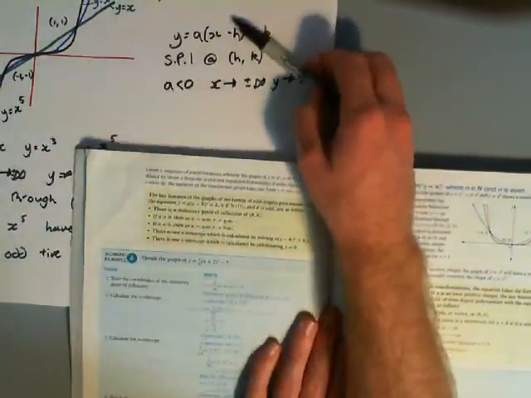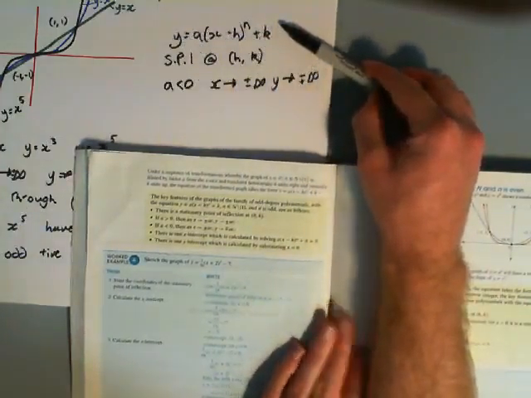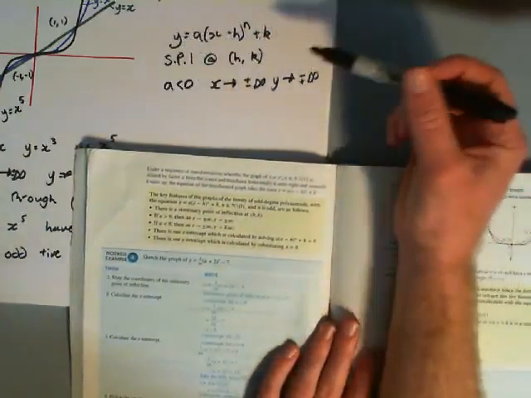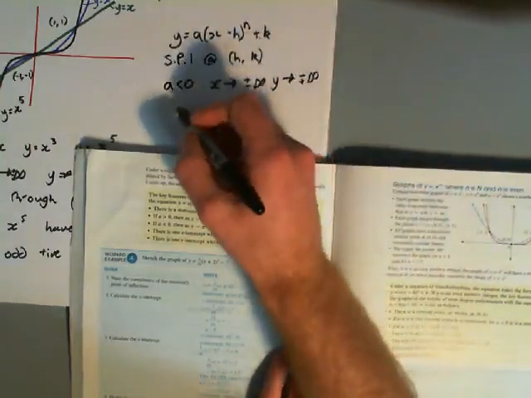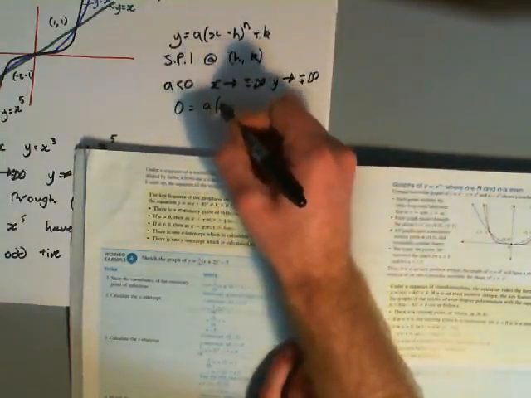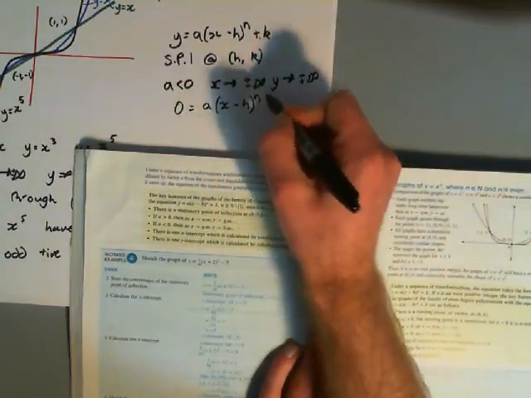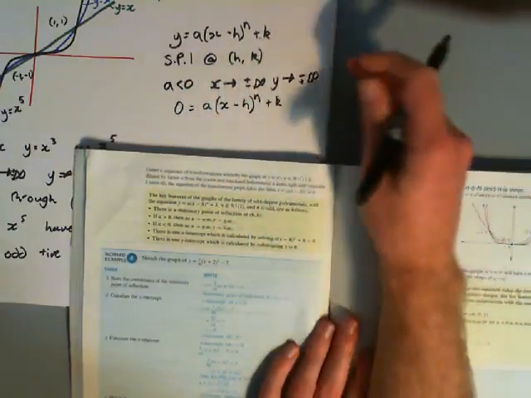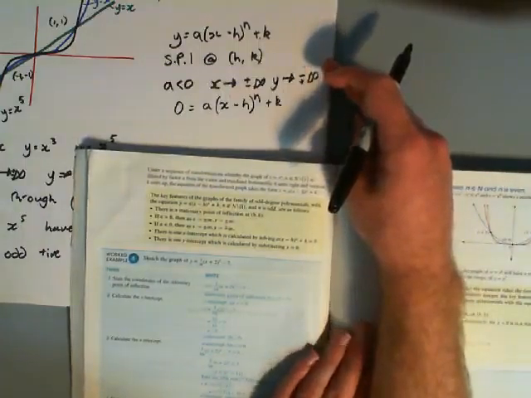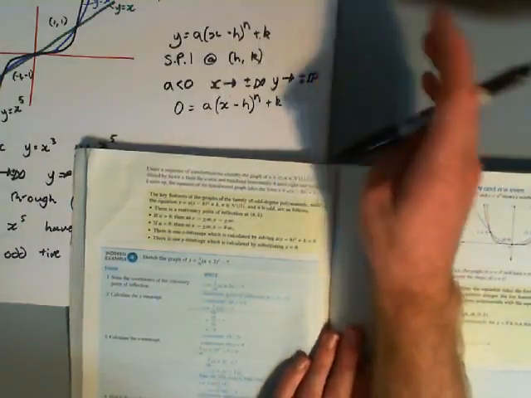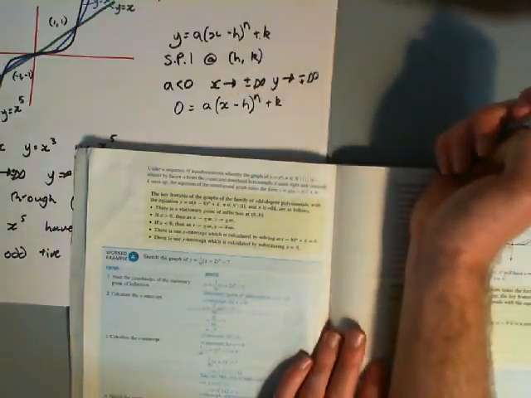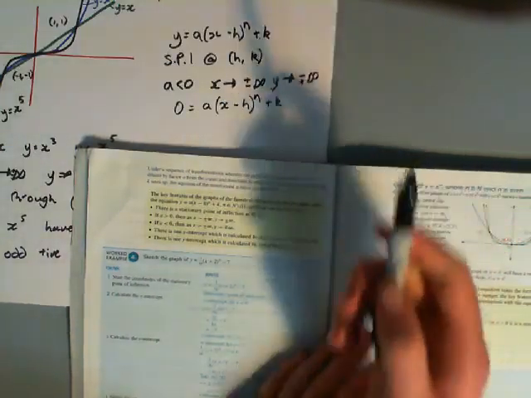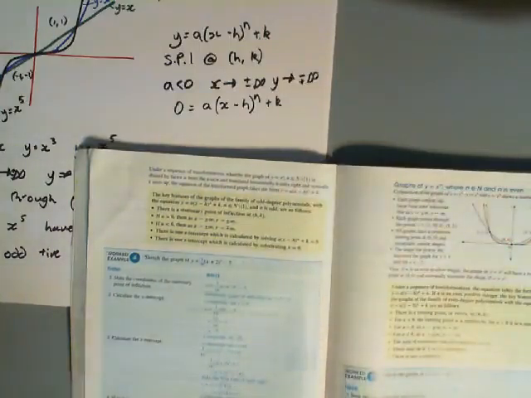If it's in this form, we're going to have one x-intercept, and it's calculated by solving for when y equals 0, so 0 equals a times (x take h) to the n plus k. There's only going to be one y-intercept, and that's calculated as usual by just subbing x equals 0 into the equation. So that's a little summary of odd powers, and we'll go into an example in a moment.